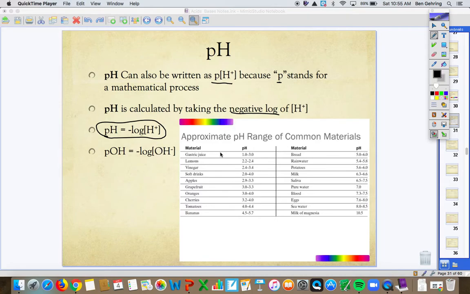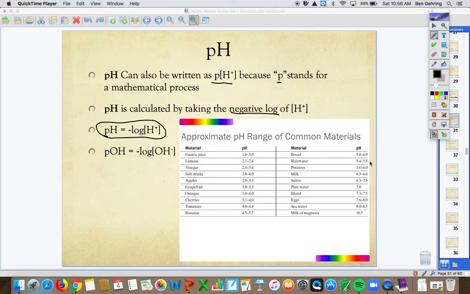So here are some examples of pH. We don't really talk much about pOH, but it's there. Some things that you're familiar with: gastric juice, so stomach acid, has a pH between 1 and 3. Lemons have a pH between 2.2 and 2.4. We have vinegar. We have pops in here, so soft drinks. Your apples are acidic. Grapes, oranges, cherries, tomatoes, all of those.